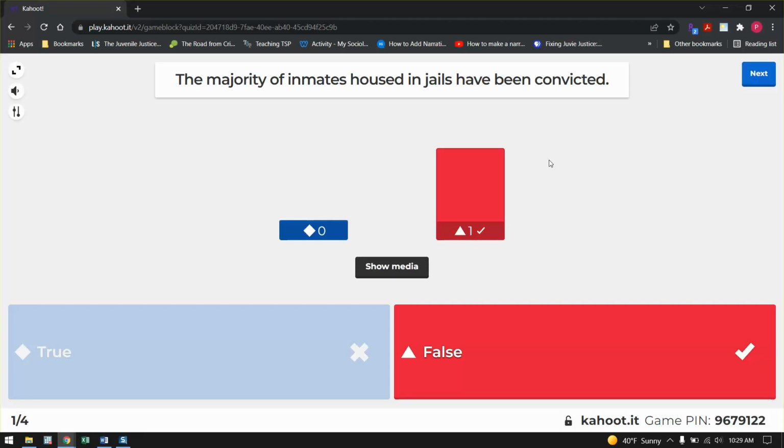Jails are our broadest category of correctional facility. They serve a lot of purposes, and one of these purposes is to hold people until they make it through their trial. And so the majority of people in jail have not yet been convicted.